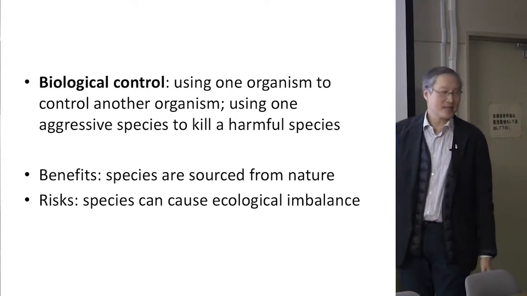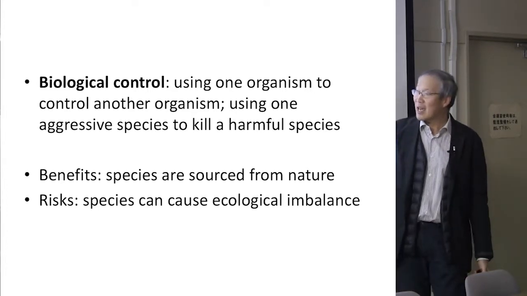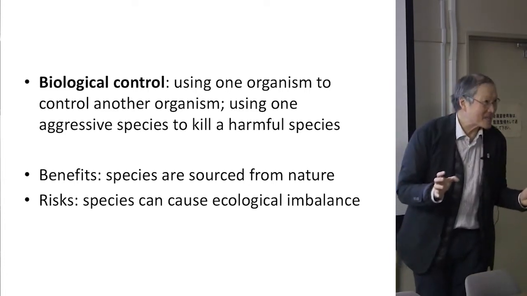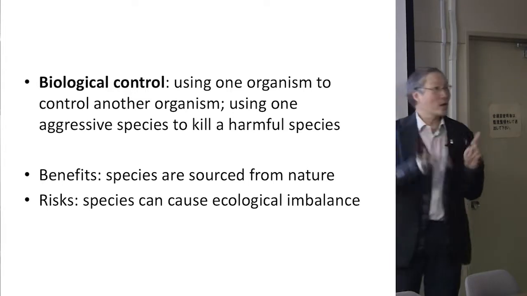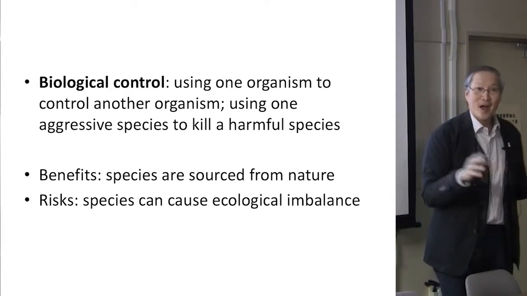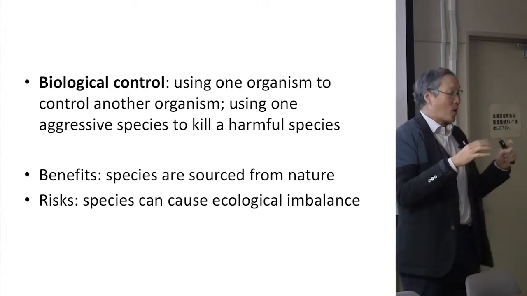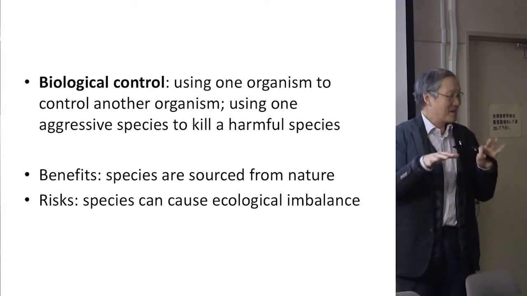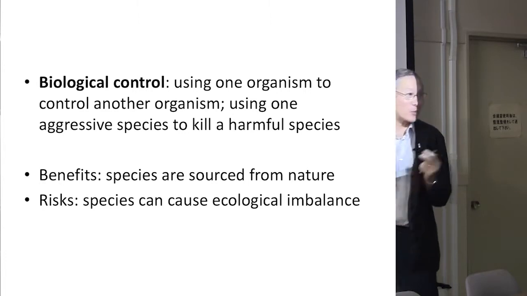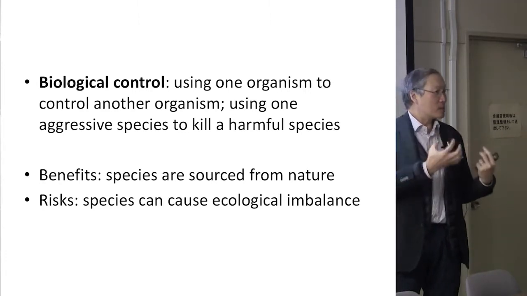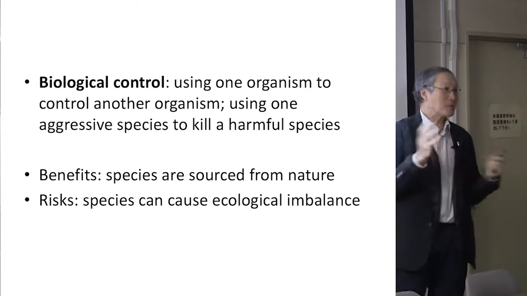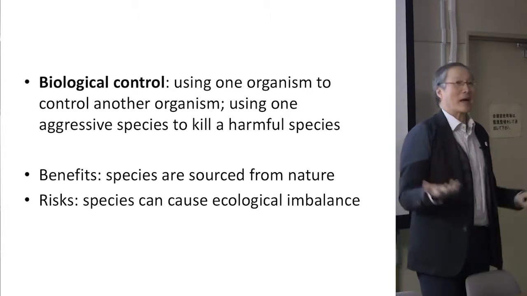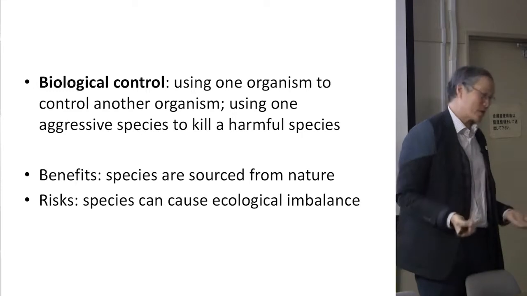But the risk is these aggressive species can probably kill also beneficial species, which can cause ecological imbalance. Remember, our farm should always try to achieve balance. But if there are some species that will dominate, then it is possible that this balance could be affected. This is one aspect of sustainable agriculture.